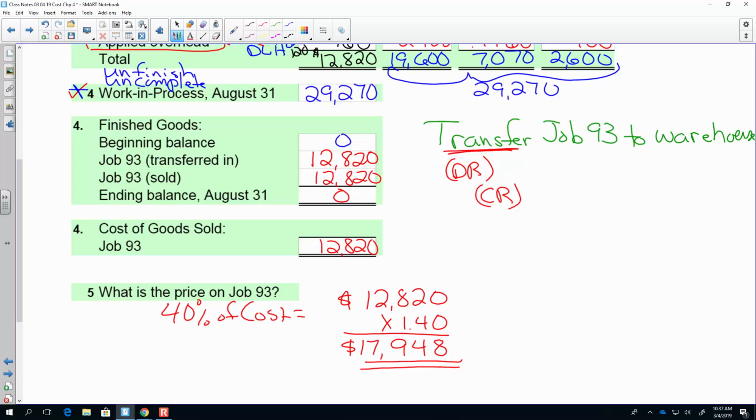It's not a sale, right? No, it's happening before the sale. So I've completed my job, what's my entry? It should be finished goods, right? And I'm going to credit WIP. And again, job order costing has us identify it by job, right? We're accumulating costs by job number in this case. So 12,820.